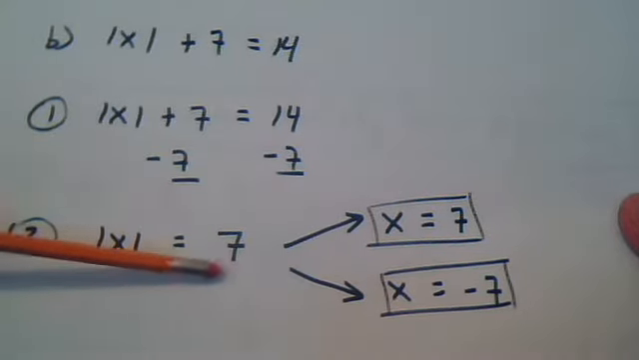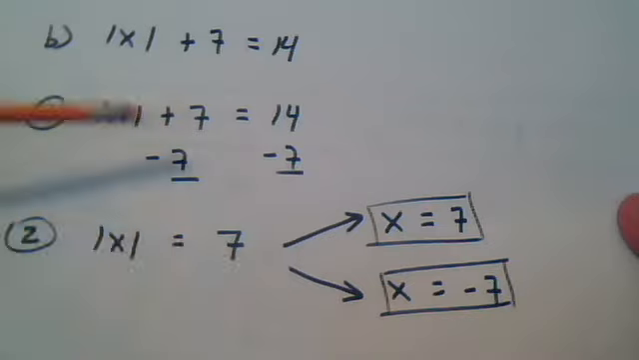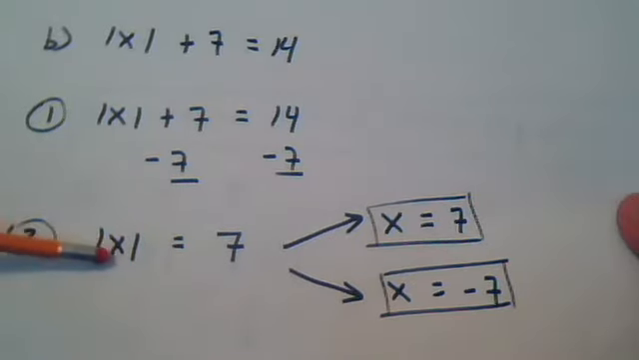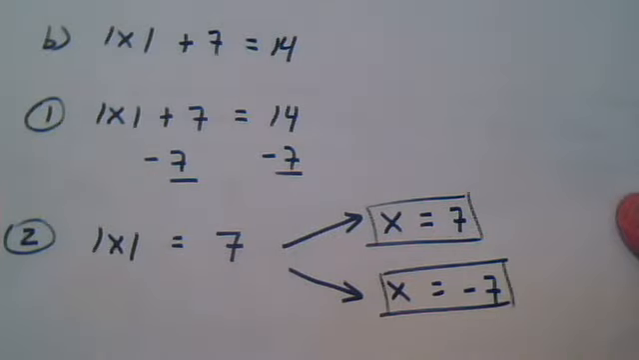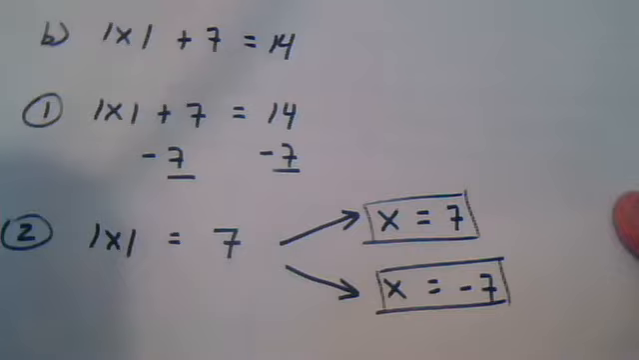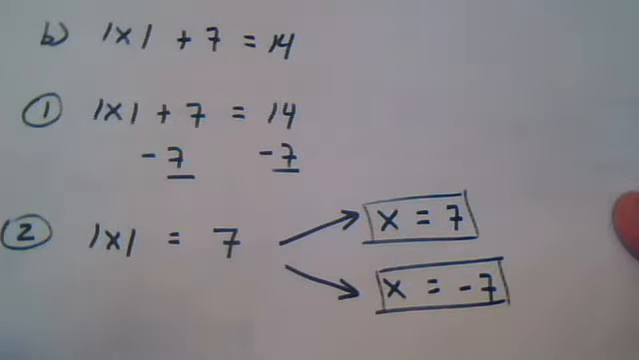Now that we have this, this reads the absolute value of x equals 7. In other words, what number, what x, is 7 units away from 0? Well, x equals 7 is 7 units away from 0, and x equals negative 7 is 7 units away from 0.